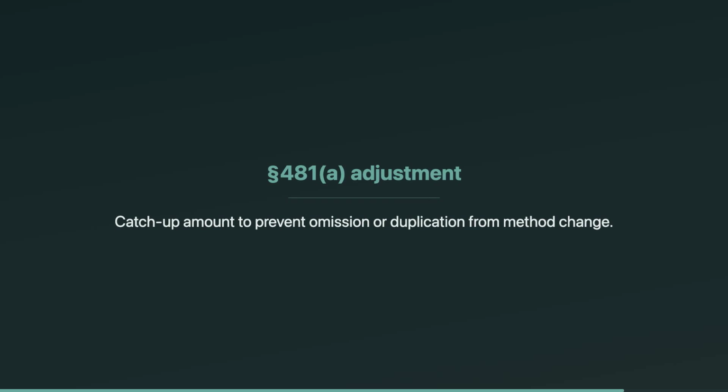Now the payoff concept: the Section 481(a) adjustment. When you change methods, you can't double count or miss items. So Section 481(a) is the catch-up adjustment that bridges old method to new method. If the change creates extra deductions you should have taken earlier, you get a negative Section 481(a) adjustment, reducing income in the year of change. Missed depreciation is the most tested example.